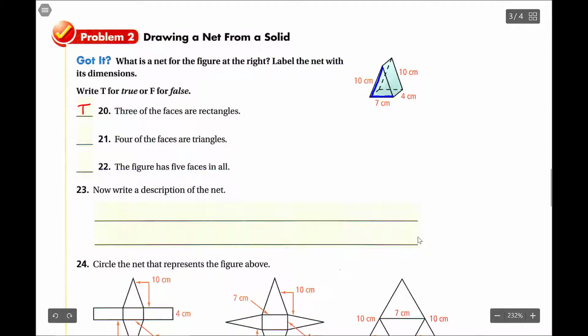The next statement says that 4 of the faces are triangles. Well, I have this face is a triangle, and then I have this back one is a triangle. And that's all the faces of this that are triangles. So that is false. And then the figure has 5 faces in all. Well, we counted 2 triangles and 3 rectangles, and so that statement does have to be true because it does have 5 faces. Now write a description of the net. Again, this is not anything fancy. We just have 2 triangles and 3 rectangles fold up to form the shape.